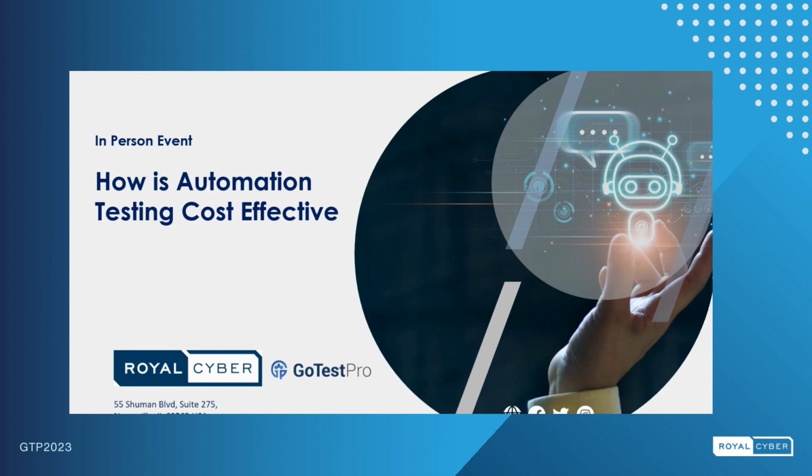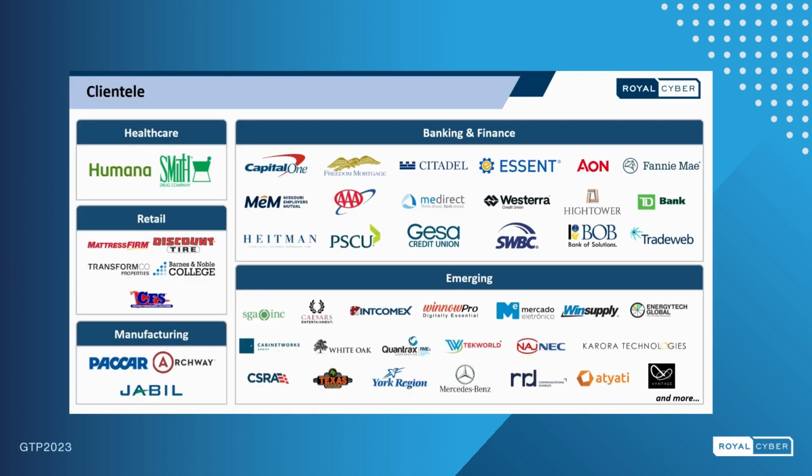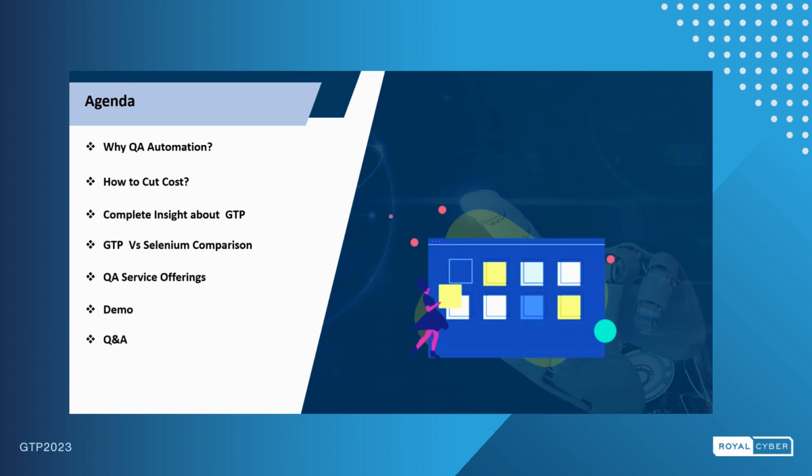Starting with the high-level agenda of what we will be covering today: a detailed overview of why QA automation is so required and needed within organizations, and how to cut the cost by using tools like GoTest Pro within your testing cycles when you're running any regression cycle or integration testing. Complete insight about GoTest Pro, also a high-level comparison with other tools in the market such as Selenium, Cypress, and test automation-related tools, and the QA services that we are offering. Within this session, we will also have a small but interactive lab where you can explore more about GoTest Pro and how it can benefit you in your testing.